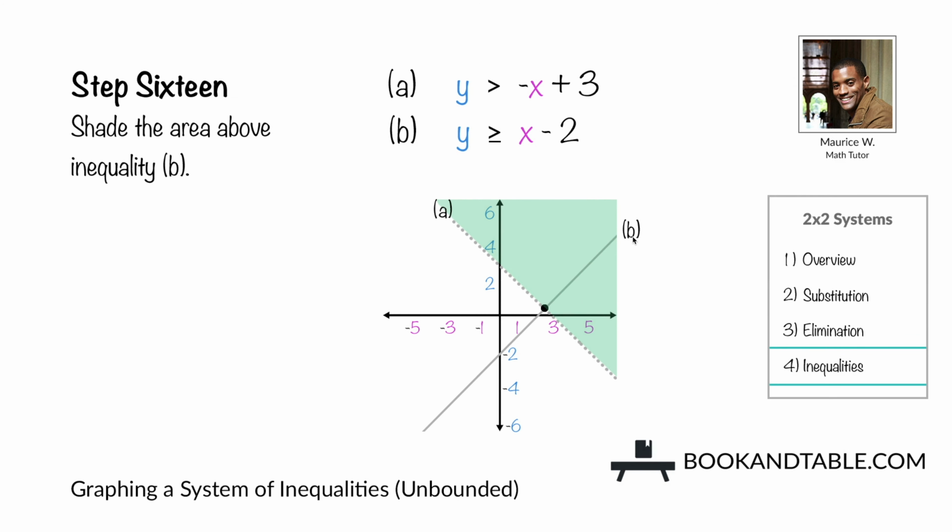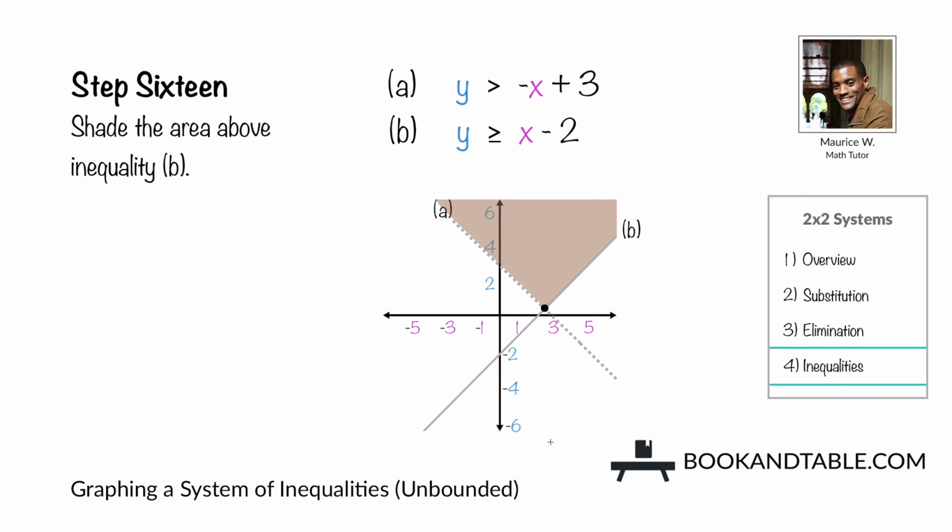So you go to the line for equation A and you shade the area above that line. And now for our second line, step 16, we shade the area above inequality B. So you go to the line for equation B, greater than is above it, so you shade the area above that line. So above inequality A and above inequality B would be this area right here. And then the solutions would continue, making this an unbounded or open system.